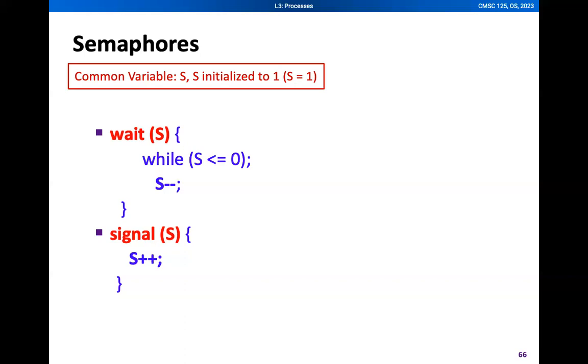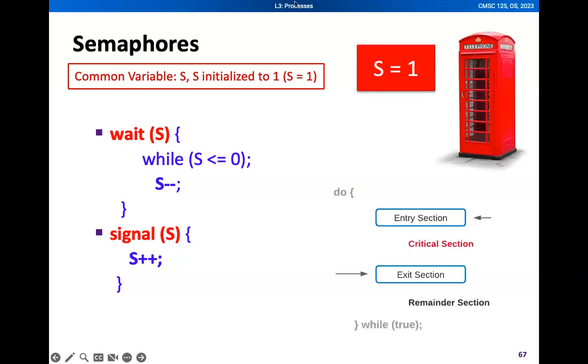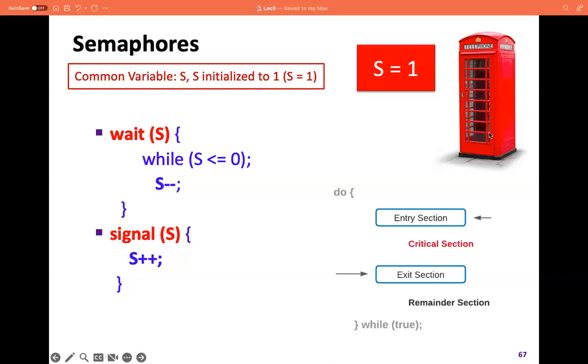Okay, so you can see that in these operations, there is the common variable S. We can think of it like a telephone booth. This telephone booth is the shared resource, and the semaphore S is an indicator whether this certain resource is available or not.